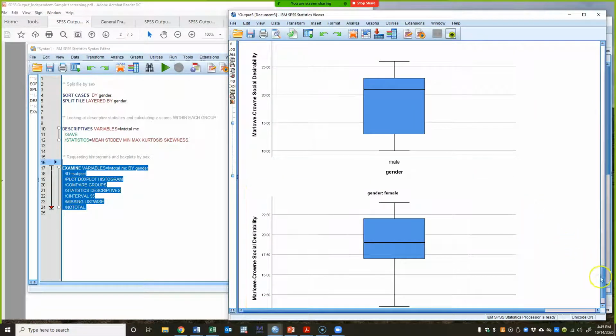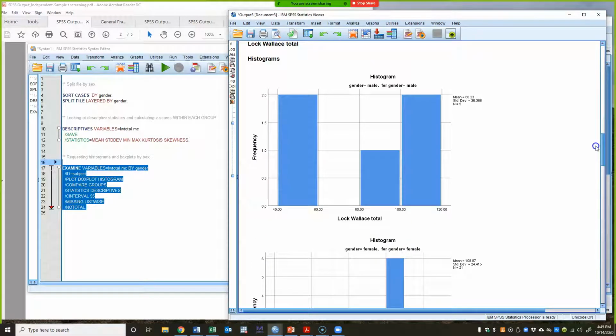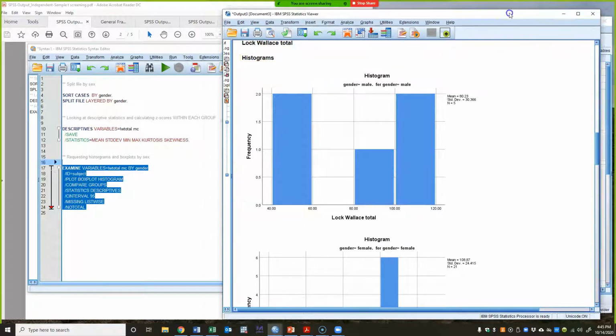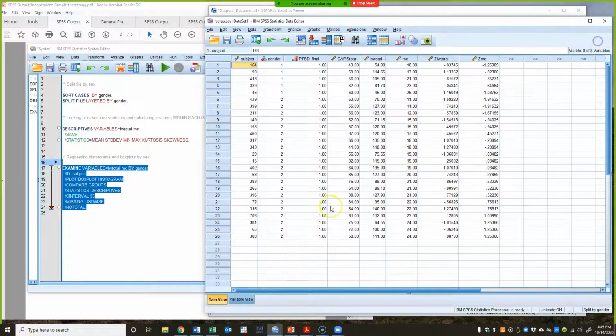Okay. Looks like it did this correctly. So sometimes what'll happen when you're going through and you're running things, it looks like it fixed this. But I've got a split file on, okay? Because remember, I split my file and said everything that I'm going to do, I'm going to split it up by gender and have it run.